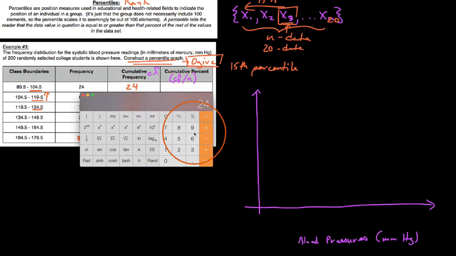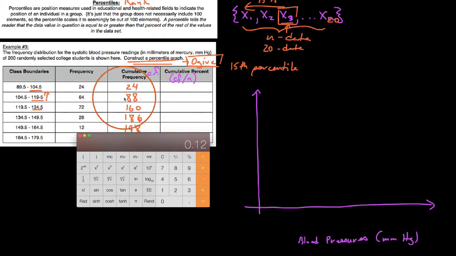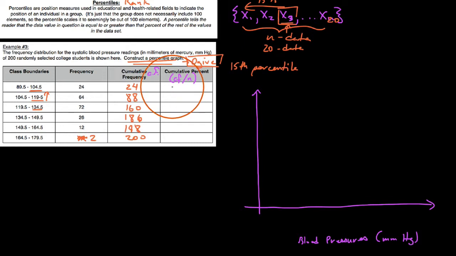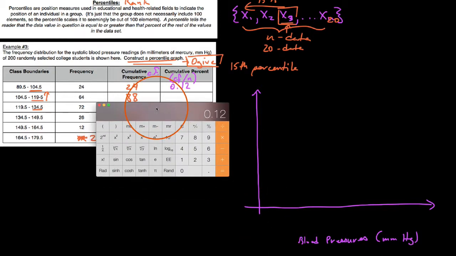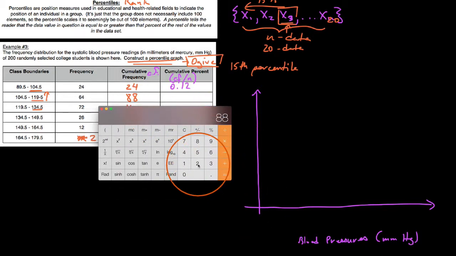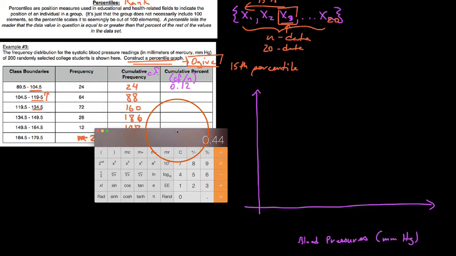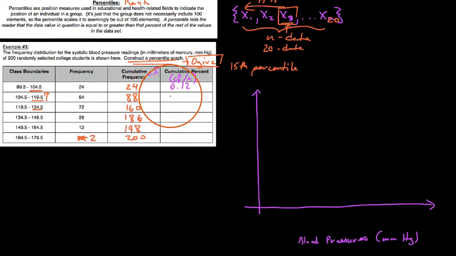We'll take our 24 divided by 200, and really what we're saying is we're in the 12th percentile, or somebody that has a blood pressure of 104.5 should have a blood pressure that is bigger than, or at least the same as, 12% of the rest of the people below them in the data set. So we're going to write this out here. We say 0.12. Let's go ahead and find the rest of these values. So I'm going to pull the calculator back out here, and we say 88 divided by 200. We're just going to do this for all of our data here. So 88 divided by 200 is 0.44.